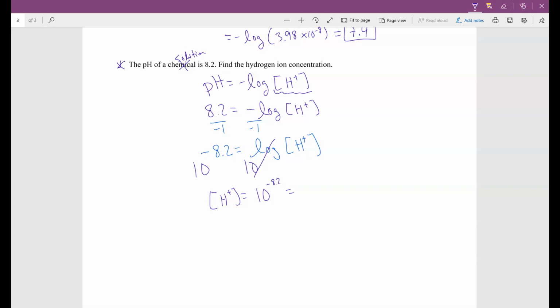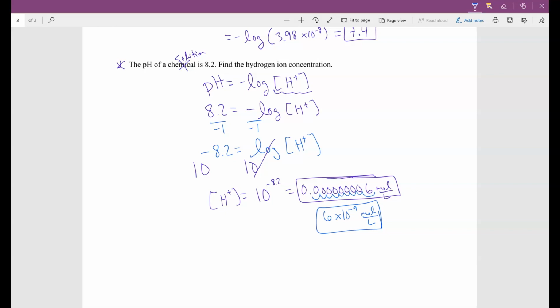And we're going to get something really, really small. So 0.0, I don't know how many zeros that is. 1, 2, 3, 4, 5, 6, 7, 8. And then 6. Now this will be in moles per liter. So this will be an acceptable answer. Usually it will be better to write it in scientific notation. So move it over 1, 2, 3, 4, 5, 6, 7, 8, 9. So this is going to be 6 times 10 to the negative 9 moles per liter. So that's basically the hydrogen ion concentration.